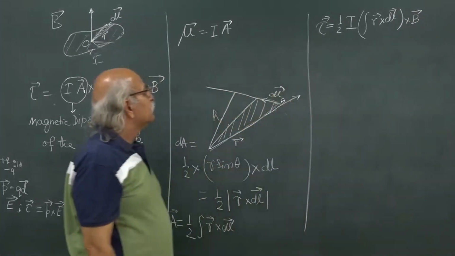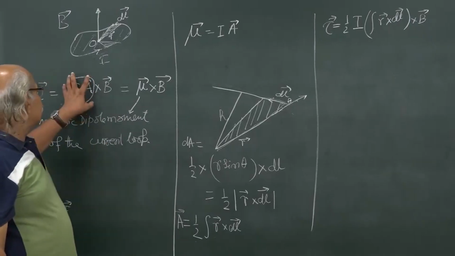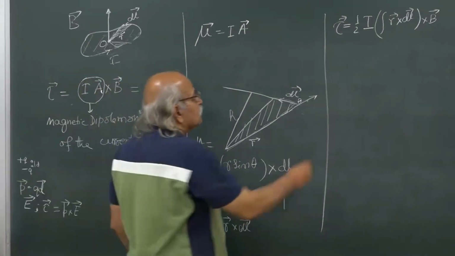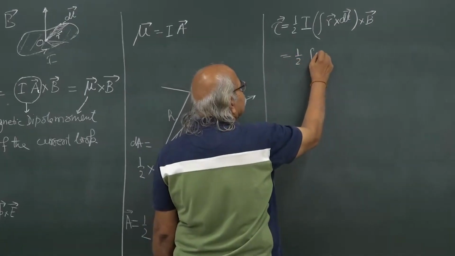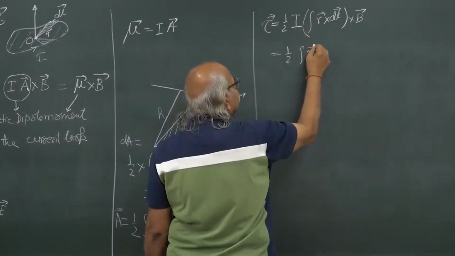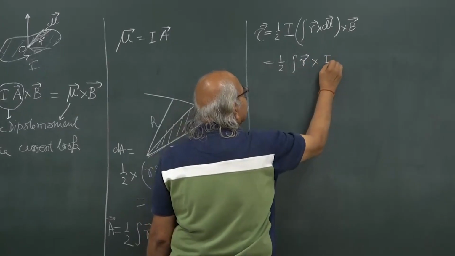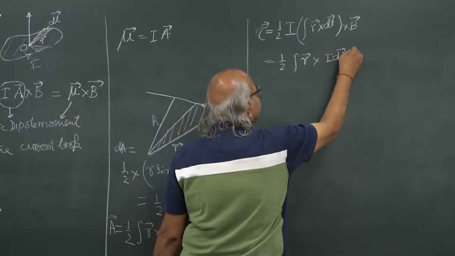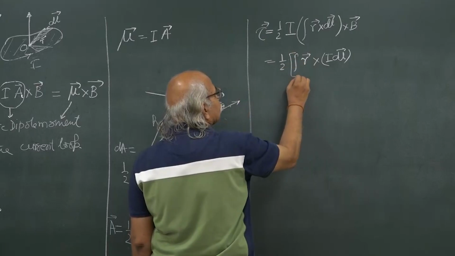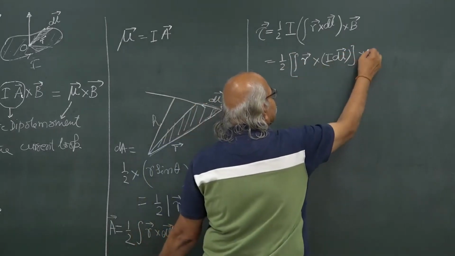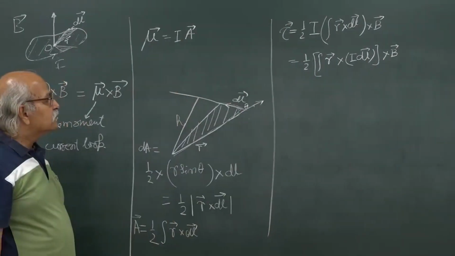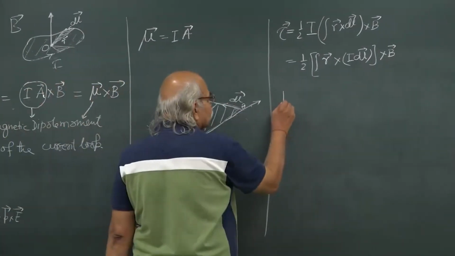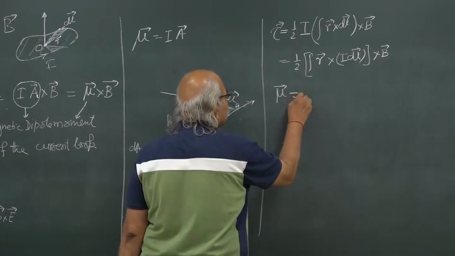Remember, B is a constant vector, right? B is a constant vector. Now, this you can write as half integration, so r vector cross I dl, take this r vector inside this and then cross B. This is the torque, and in fact, I was interested in mu, not in torque.